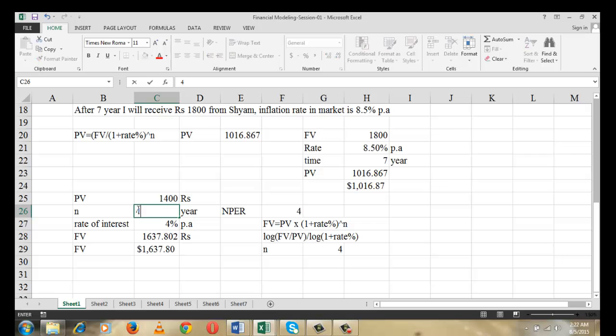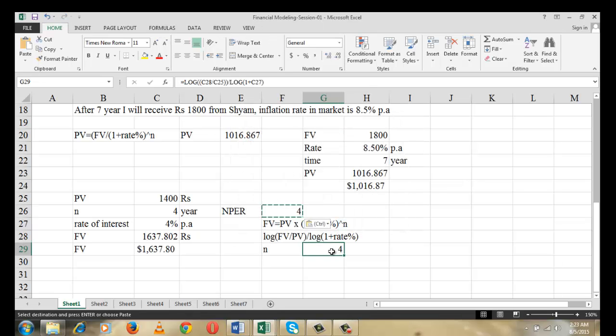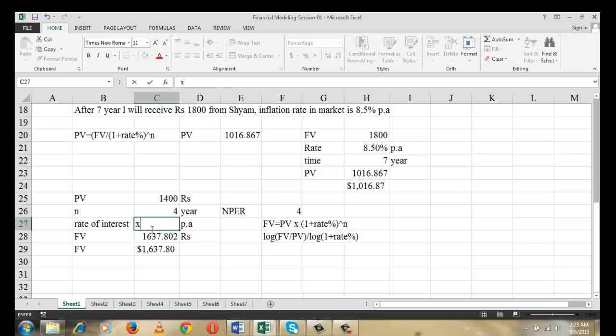So the 4 years. And now suppose I want to determine the rate of interest. See, the error came because the formula was there. So you can remove the formula: Control C, then use the shortcut key Alt ESP. Fine. So you can do this and you can get the answer. Now suppose I want to determine the rate of interest, at what x% rate of interest the 1400 will become 1637.802. If you want to determine the rate of interest, for that use the formula RATE.